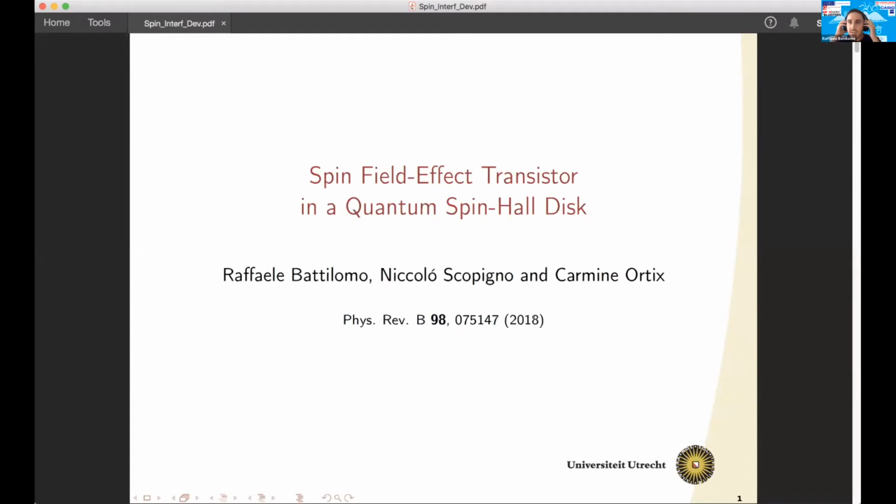So today I'll be talking about how a quantum spinol in a disk geometry can effectively serve as a spin transistor. This work was done in collaboration with Dr. Scopino and Professor Ortix, who's chairing today, and led to the following publication.